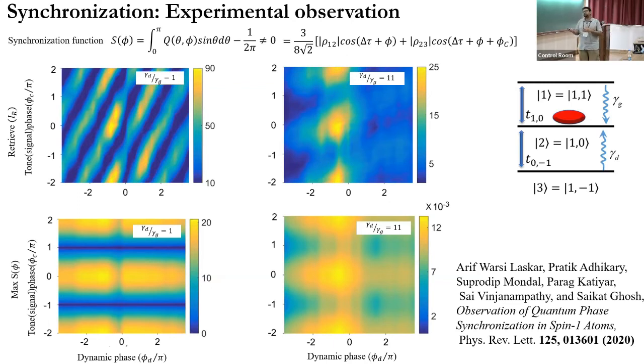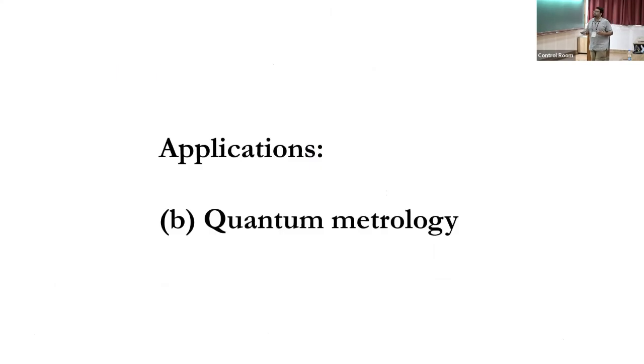Okay, so this is one of the primary results: observation of synchronization in a spin-1 system. Now I will go to quantum metrology. Metrology deals with how precisely we can measure a phase in any interferometer.